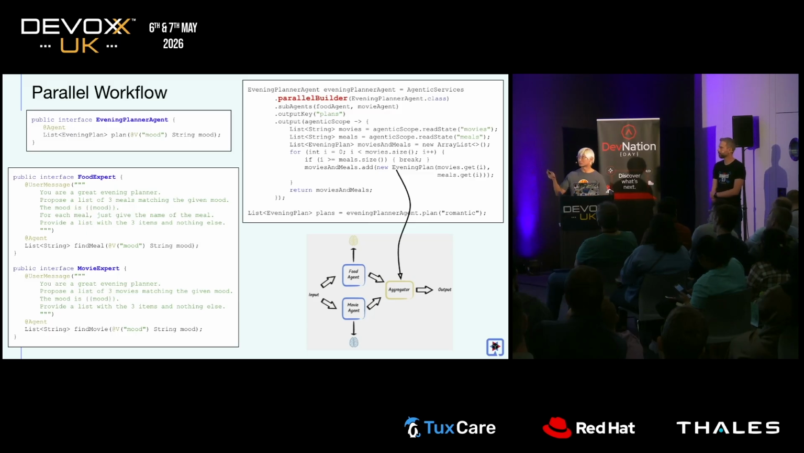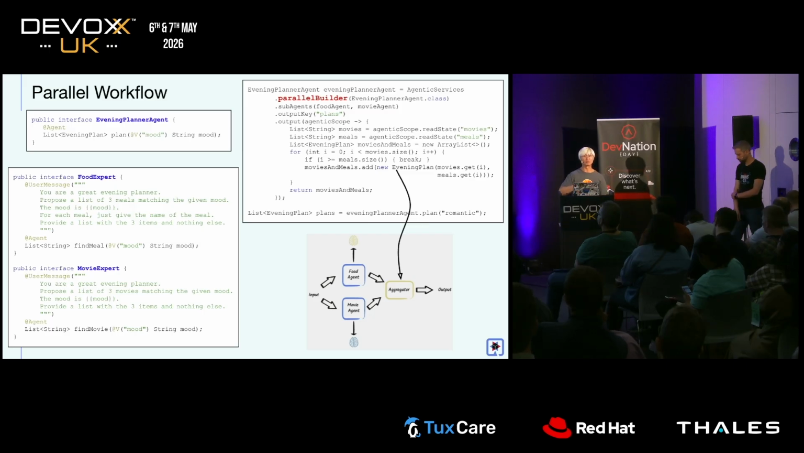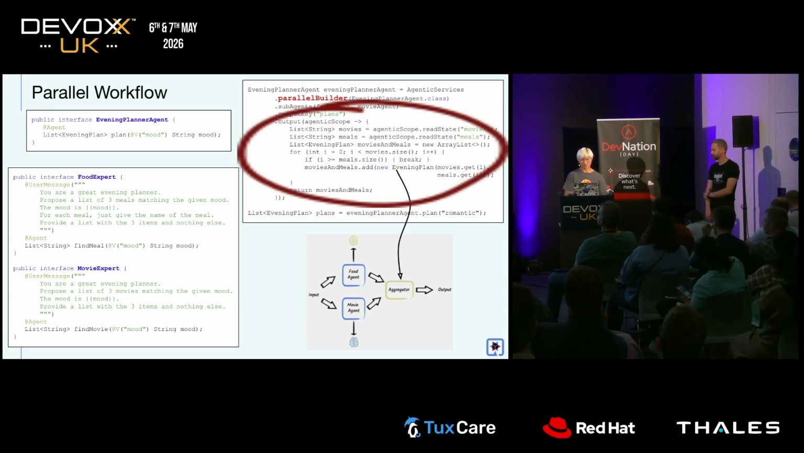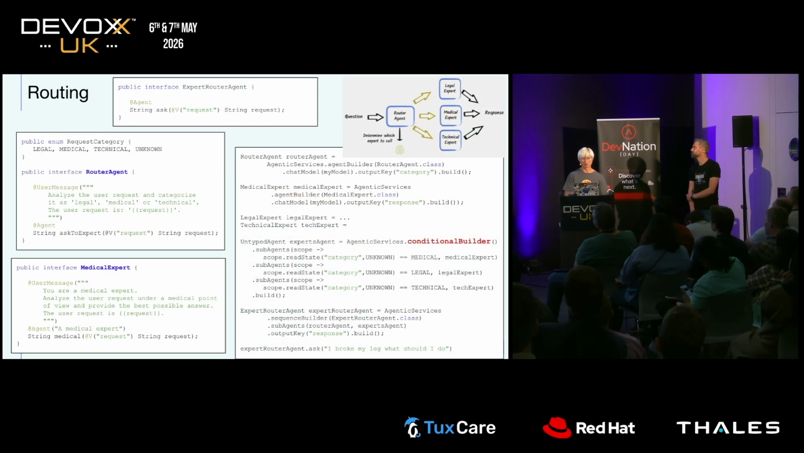Yeah. So for example, in the code snippet, you can see that there are two expert agents. One is a food expert, and the other is a movie expert. So we're planning a dinner plan or a romantic plan. We're going to go to a fancy restaurant, and after the restaurant we're going to go to a movie. But we need to make a reservation for both the dinner and the movie theater at the same time. So that's a good example of when you build a parallel workflow as well.